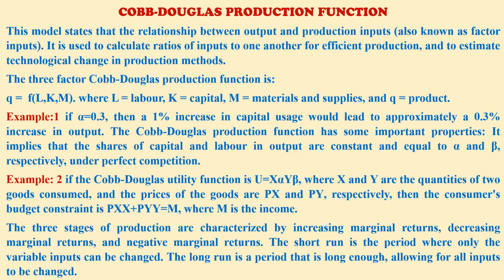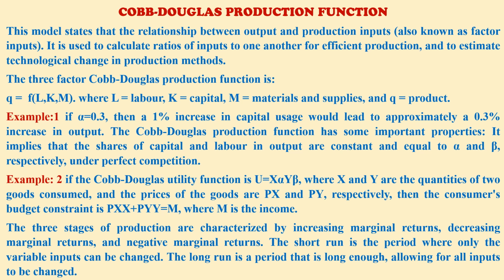It implies that the shares of capital and labor in output are constant and equal to alpha and beta, respectively, under perfect competition. Example 2. If the Cobb-Douglas utility function is U equals X^alpha Y^beta, where X and Y are the quantities of two goods consumed, and the prices of the goods are PX and PY, respectively, then the consumer's budget constraint is PX·X plus PY·Y equals M, where M is the income. The three stages of production are characterized by increasing marginal returns, decreasing marginal returns, and negative marginal returns.